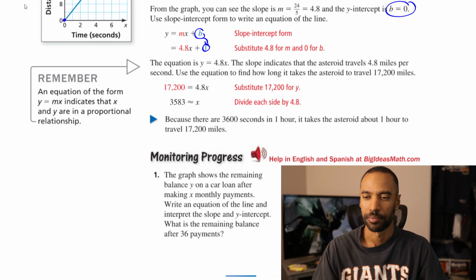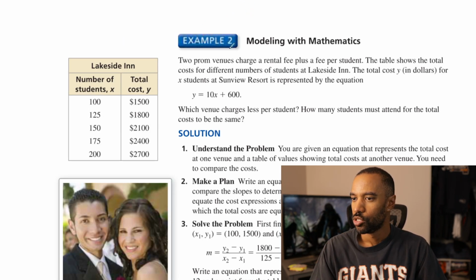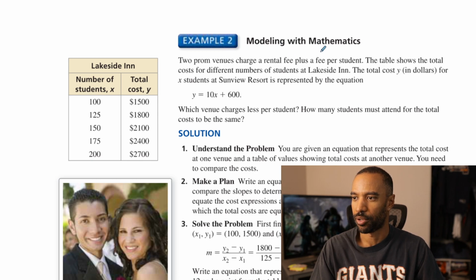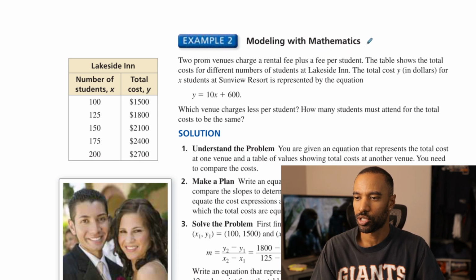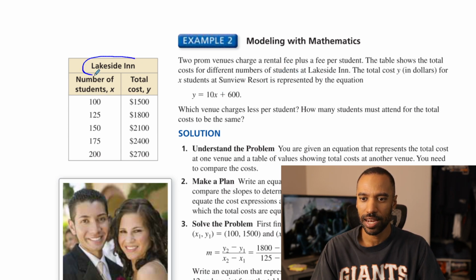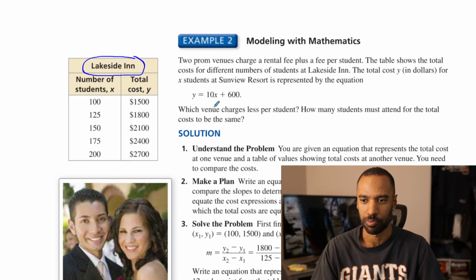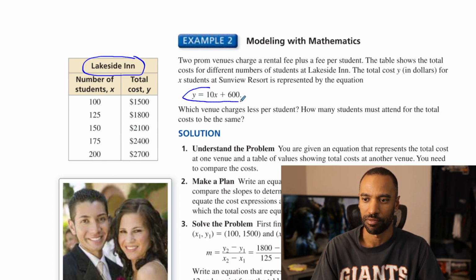Okay, let's move forward. Example 2 in modeling with mathematics. 2 prom venues charge a rental fee plus a fee per student. The table shows the total cost for different numbers of students at Lakeside Inn. The total cost y in dollars for x students at Sunview Resort is represented by the equation here. So we have Lakeside Inn table modeling the cost based on number of students, and we have an equation of this one.